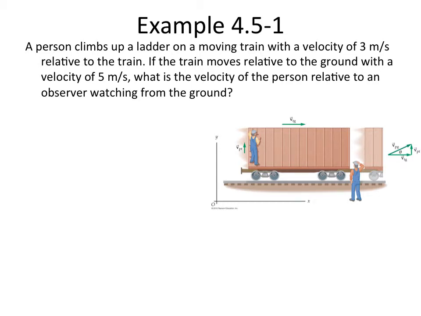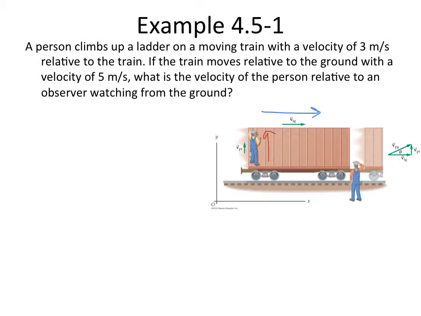Okay, here's a good beginner example for doing relative motion. This will be, I think, pretty easy. Here we have a guy who's on a train, and he's climbing vertically up a ladder on the train. So he's moving with respect to the train, but it's also true that the train itself is moving with respect to the ground.